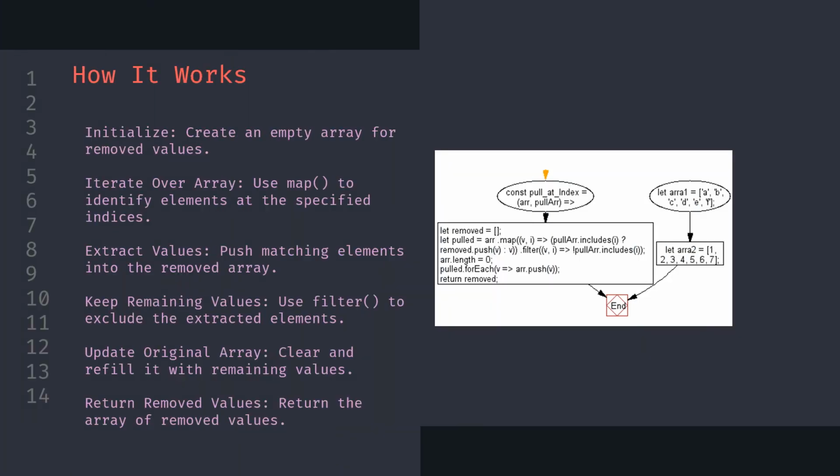The function works in several logical steps. First, it initializes an empty array to store the removed values. It then iterates through the input array, comparing each index to those specified in the pull array. It then uses matching elements that are pushed to the removed array.